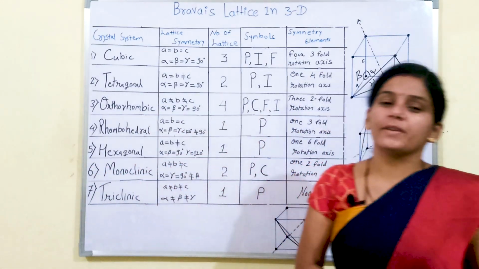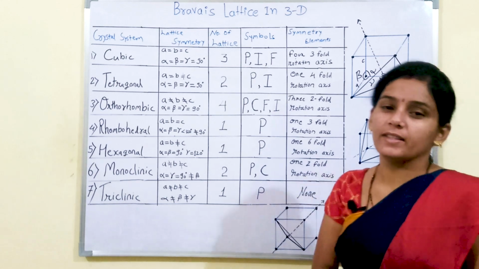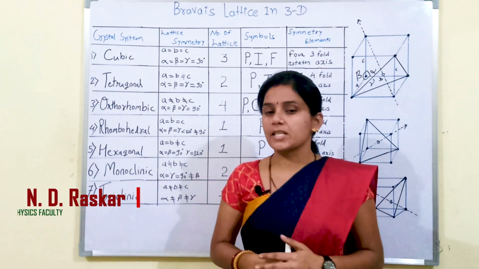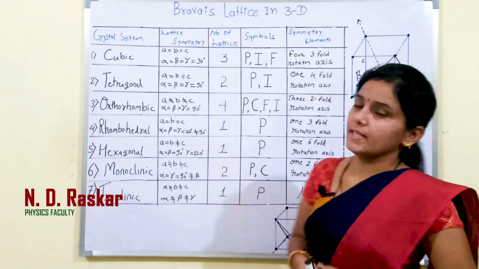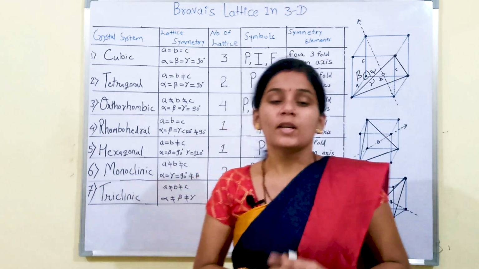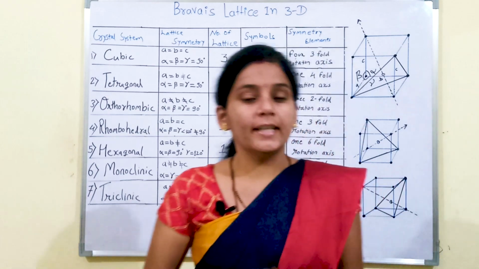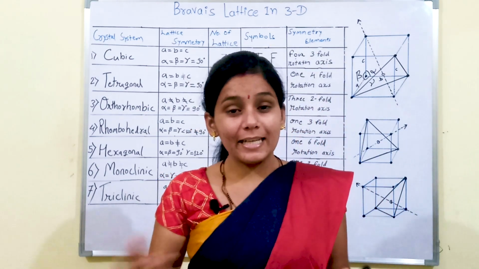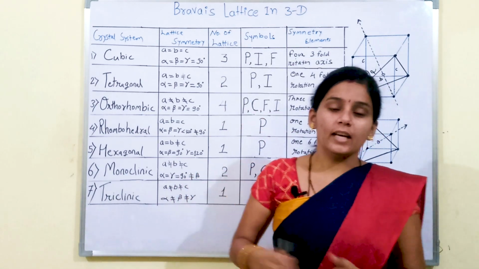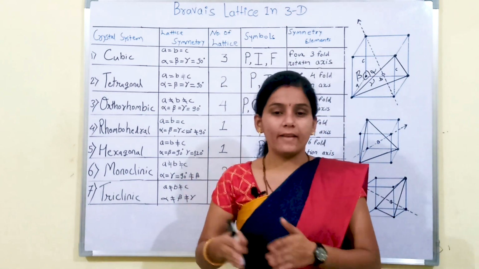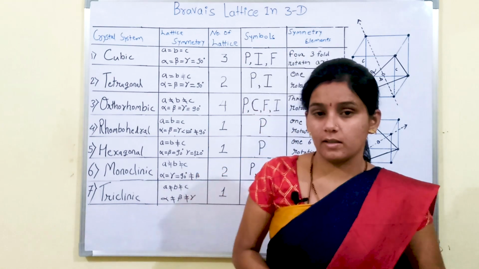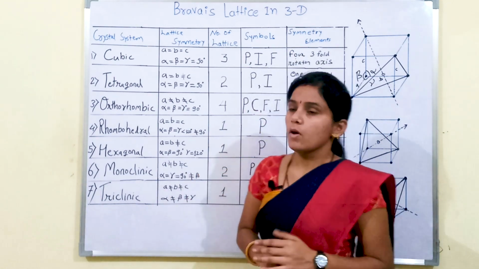Dear friends, in the previous lecture we studied the Bravais lattice in 2 dimensions. In this lecture we will study the Bravais lattice in 3 dimensions. In 3 dimensions there are 14 ways of arranging the lattice points, so we have 14 Bravais lattices belonging to 7 crystal systems. We will see them one by one.